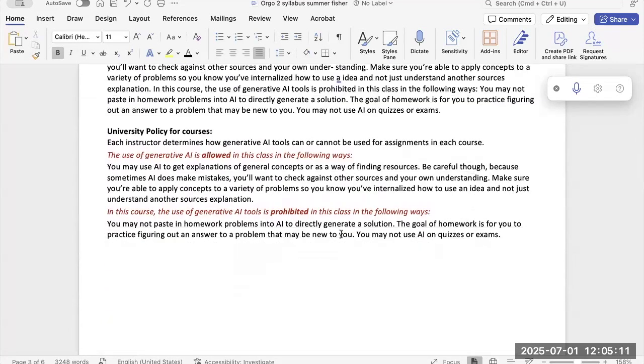So we can use AI in this class. We can use it to get explanations of concepts, finding resources. I do not want you to use AI to solve any of the problems. The first issue with that is sometimes AI is wrong. Some of the chemical discussions, it's not correct. And I do not want you to ever use it during any of the quizzes or the final exam. It's imperative that you use your own brain, your own understanding of the material for those quizzes.